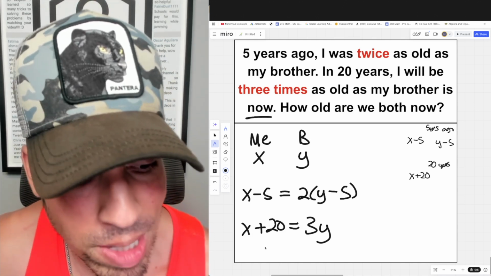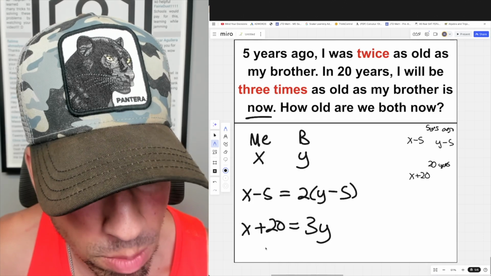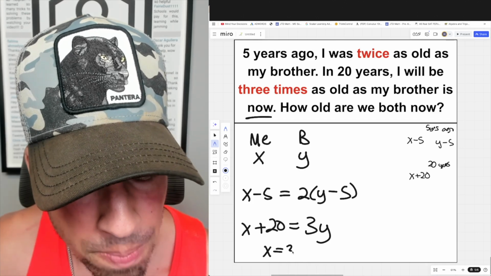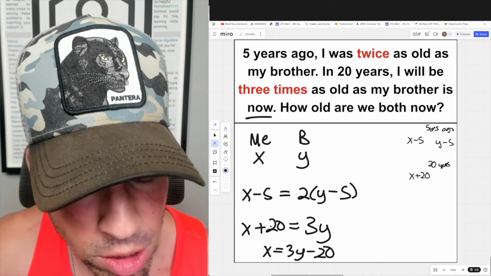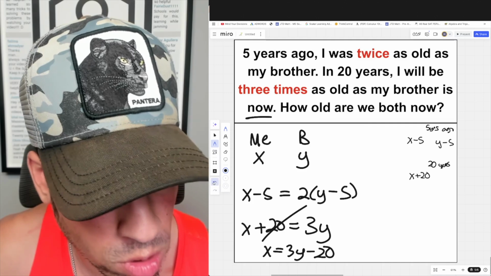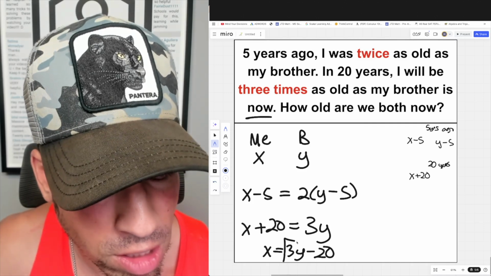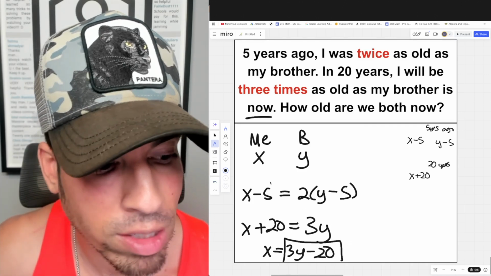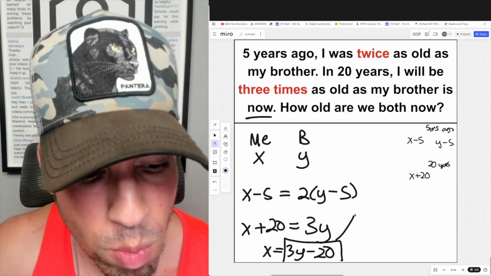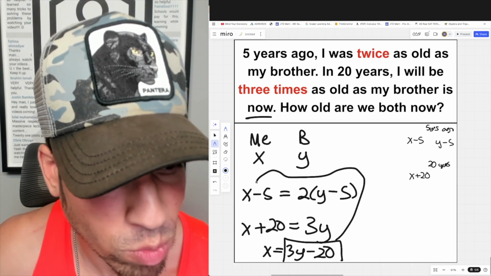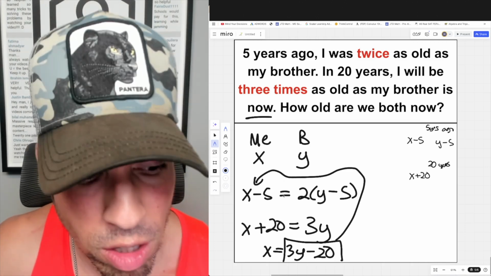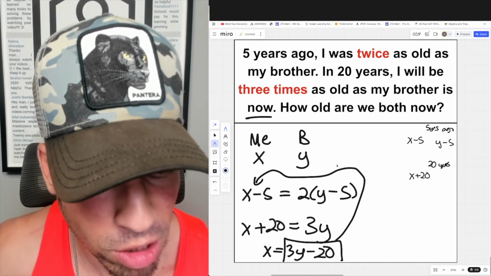So in this bottom one, I'm going to isolate X by subtracting 20 from both sides. So we have X equals 3Y minus 20. Subtracting 20 from the left side just destroys it. Subtracting 20 from the right side just keeps it there. Now I've got an expression for X that I can plug into my other equation. And this is what we want. To solve an equation, we need one variable, one equation. And now we're going to have that. So let's plug and chug. Let's see what we get.